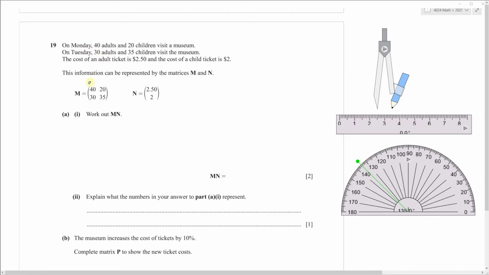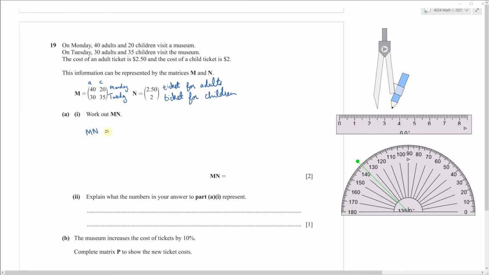So this is adult and this is children. And this is Monday. And this one is Tuesday. Again, 30 adults and 35 children on Tuesday. And then this matrix, the first row is ticket for adults. And the second row is ticket for children. So now we have to work out MN.